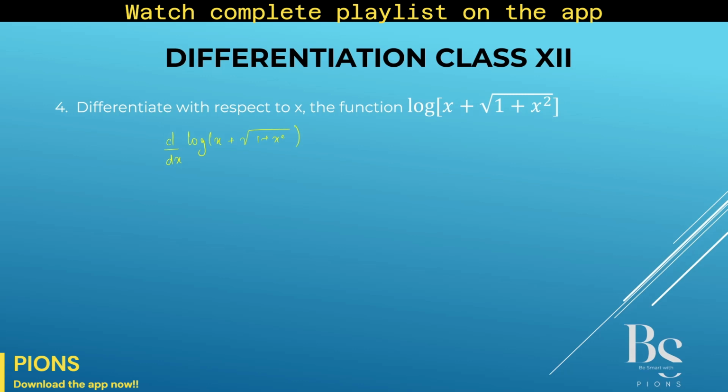Now derivative of log of something, pay attention: derivative of log of something is that something written in front of log of something whole divided by 1 upon something, something is this thing. So this is the differentiation of log. This we have differentiated log. Now differentiation of that something.